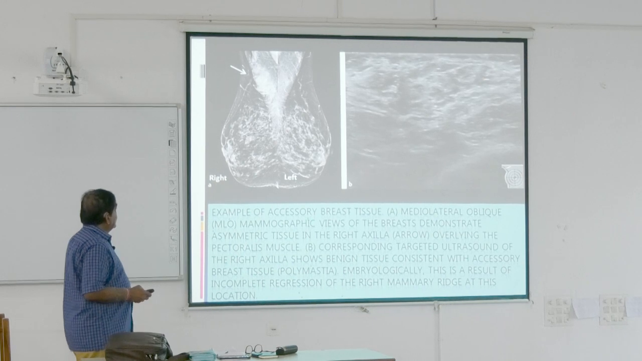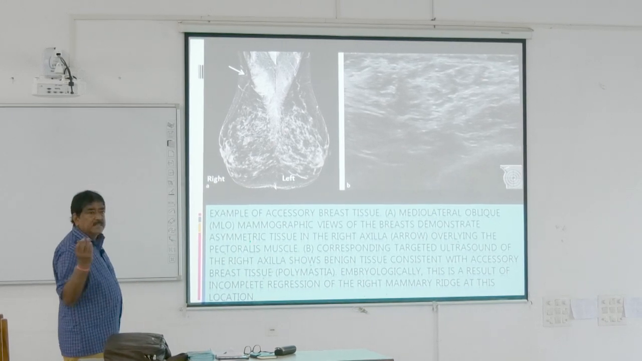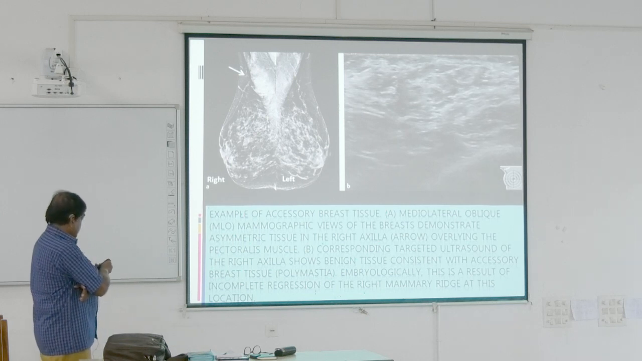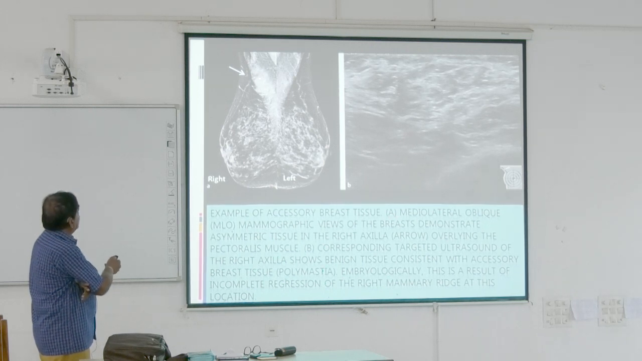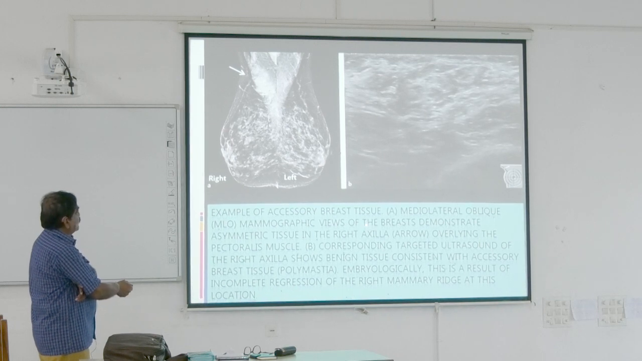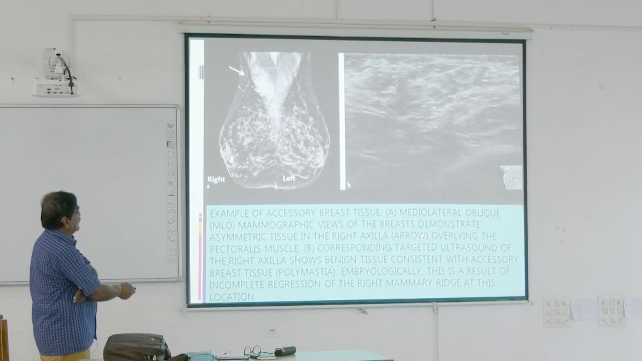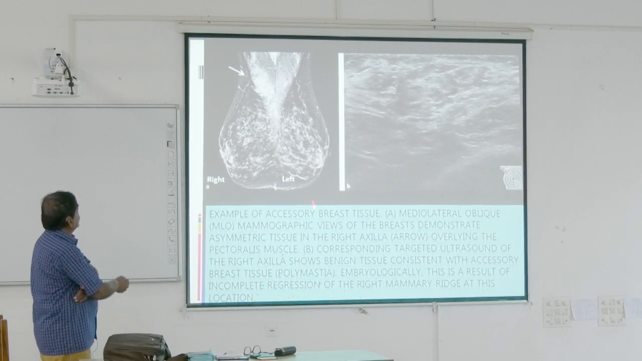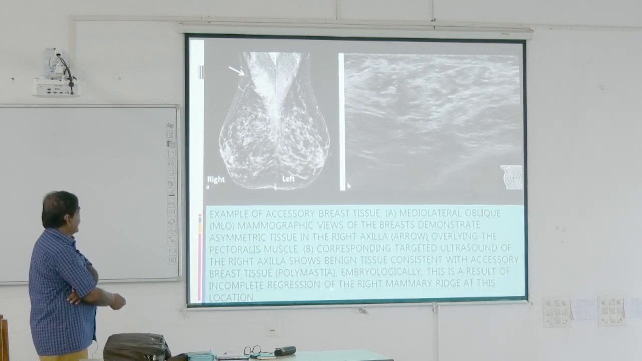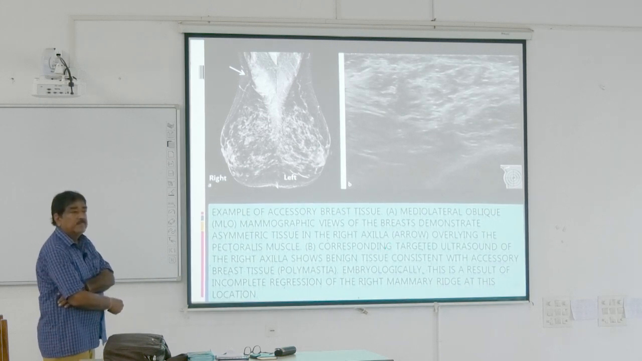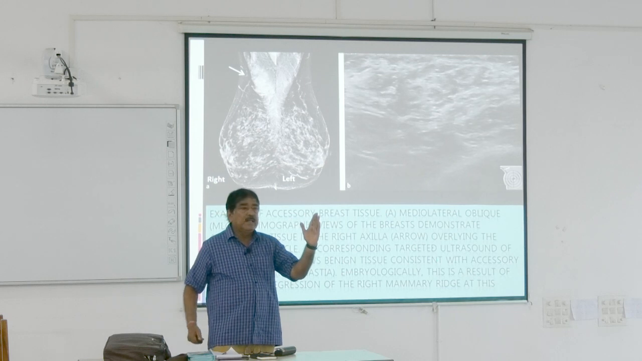Now this is taken from the net, actually. This is an example of accessory breast tissue in this portion. Oblique mammographic views of the breast demonstrate asymmetric tissue in the right axilla overlying the pectoralis major muscle. The corresponding targeted ultrasound of the right axilla shows benign tissue consistent with accessory breast tissue, polymastia. Embryologically, this is a result of incomplete regression of the right mammary ridge at the location. Well, you can correlate.